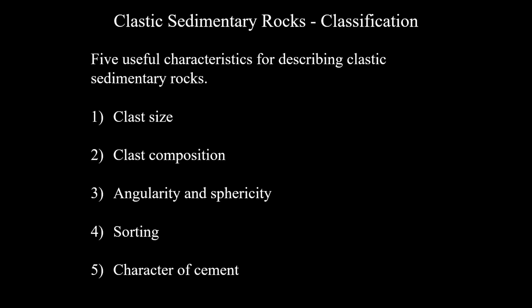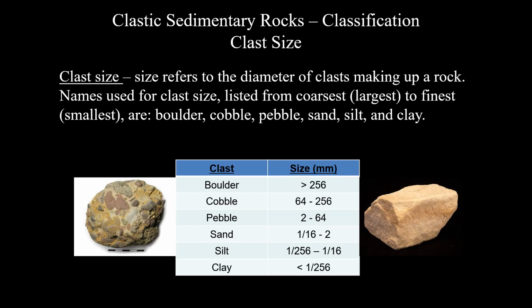We classify sedimentary rocks through a variety of characteristics: clast size, clast composition, the angularity and sphericity, how well they are sorted, and the character of the cement. Let's define each of those with an image and a quick slide. The clast size tells us something about the size of the bits and particles that were made from the pre-existing rocks that are making the new sedimentary rock.